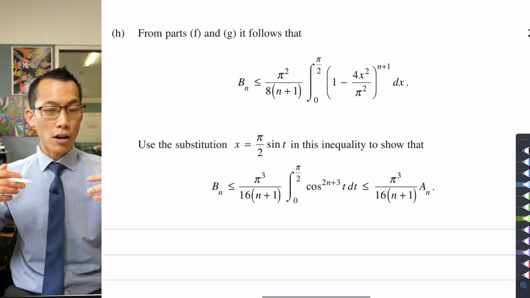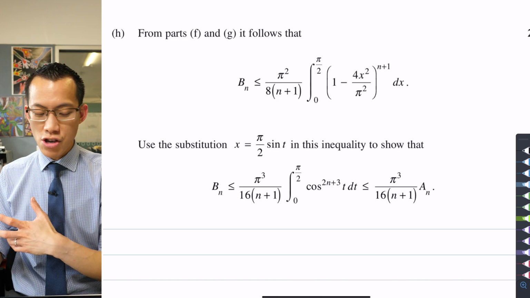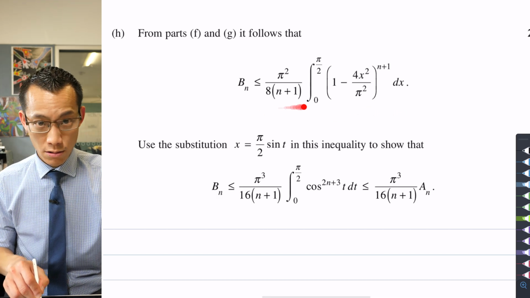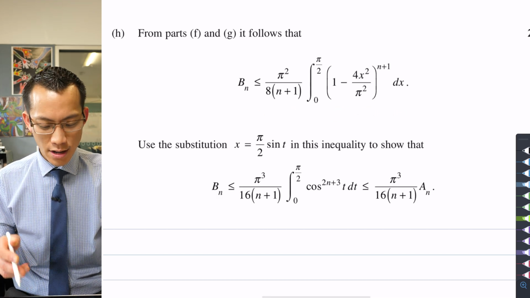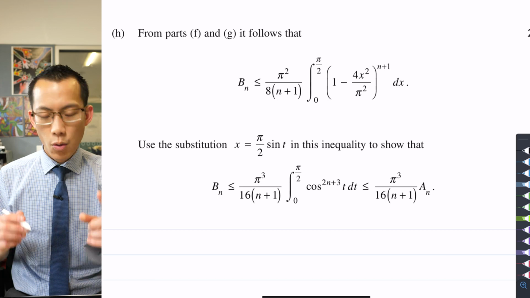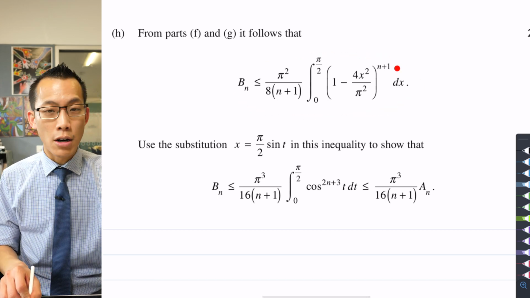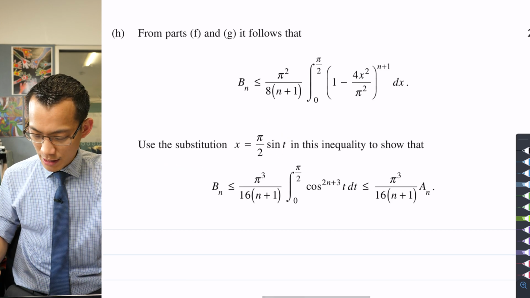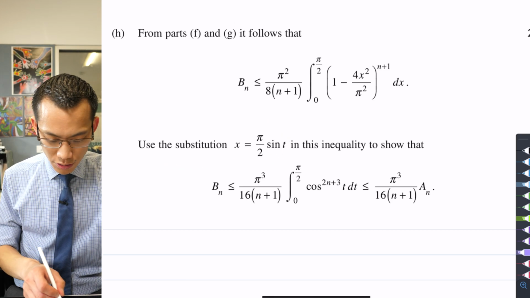They're giving you a corollary, a sort of consequent that you can draw out of parts F and G, which we just proved. They're just handing this to you, okay? And if you want, you can go back to F and G and see how this inequality arrives. What they want you to do is use this result, take it as given, and then add it with this substitution, x equals pi on 2 sine t.